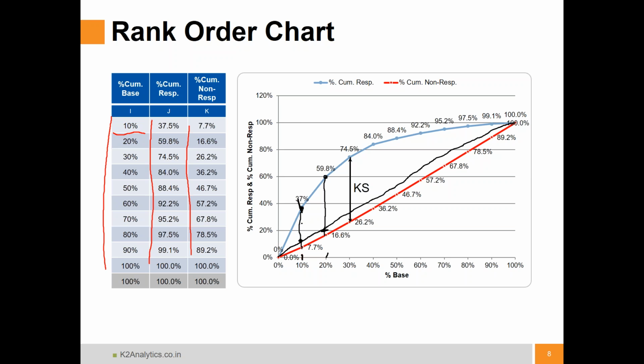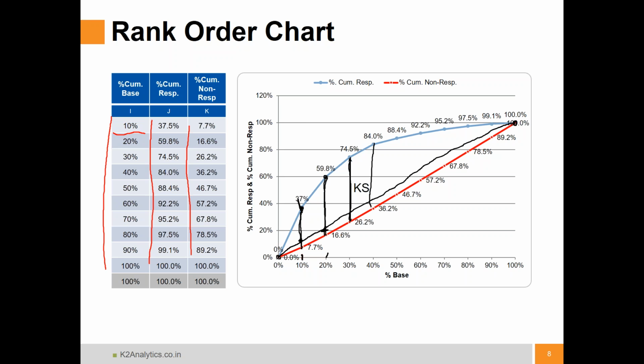Is this gap less than this gap? This line, height of this line, is this height more or this height more? Second height is more. The third is still bigger. Fourth is now reducing. If you target 100%, the gap becomes 0. If you don't target anyone, gap is 0.